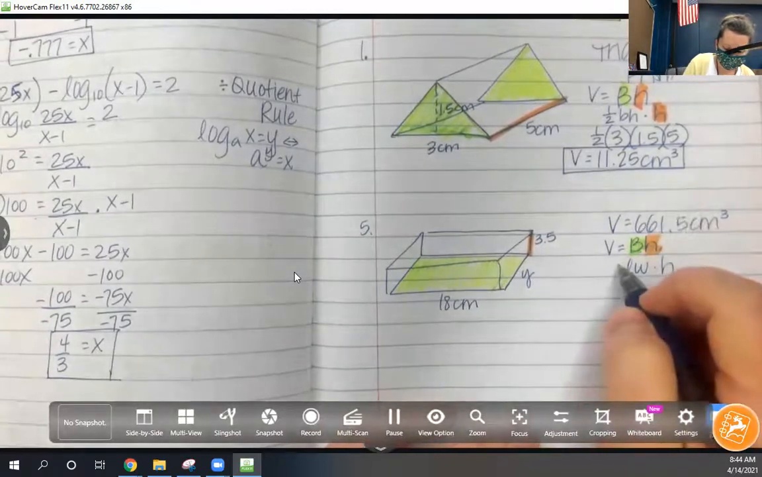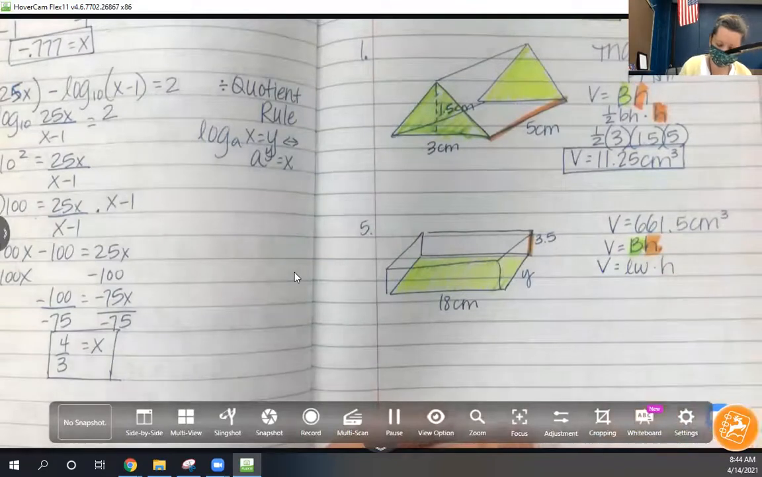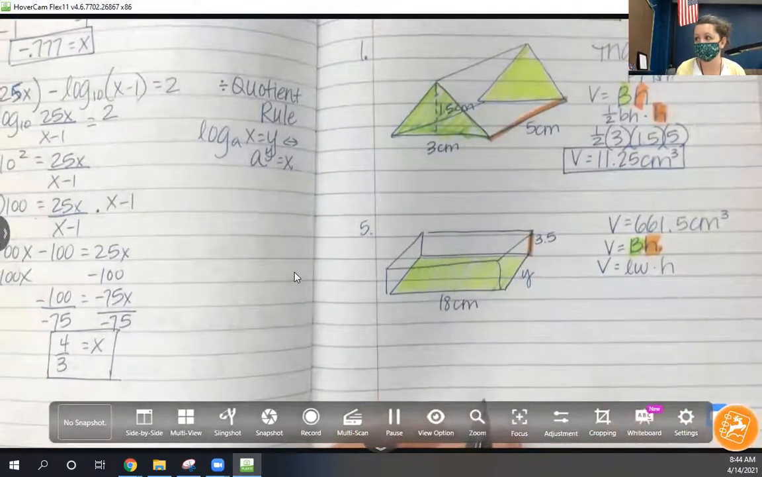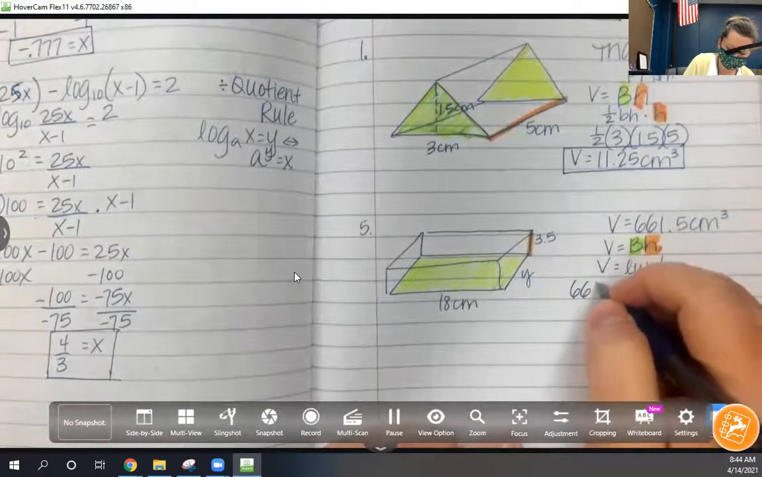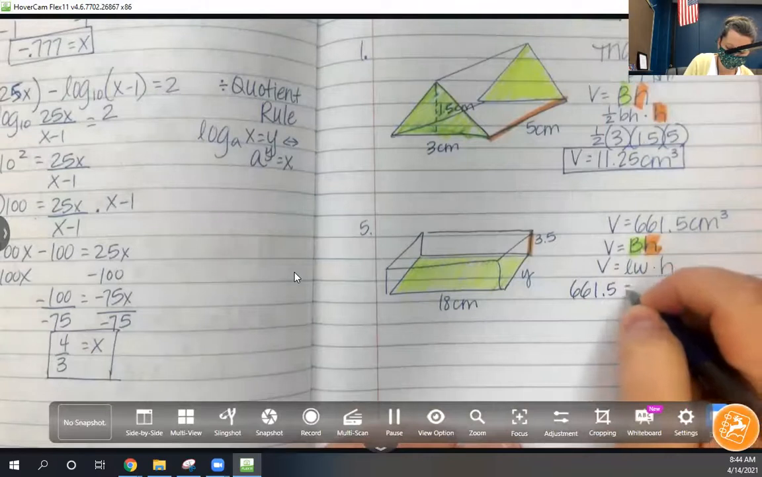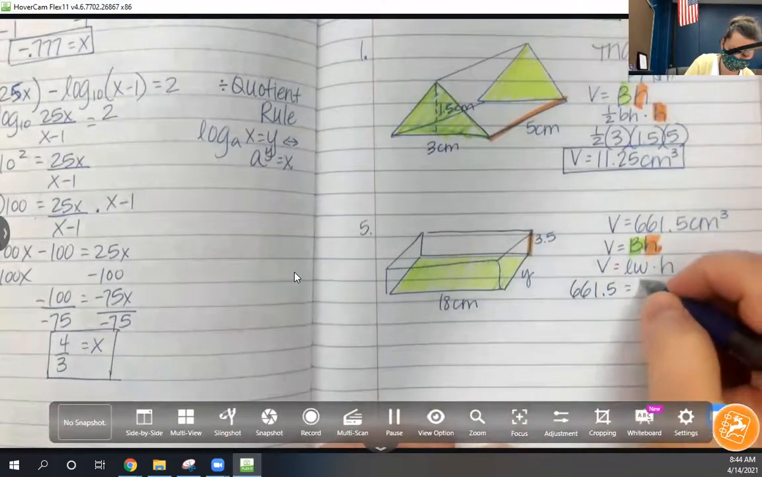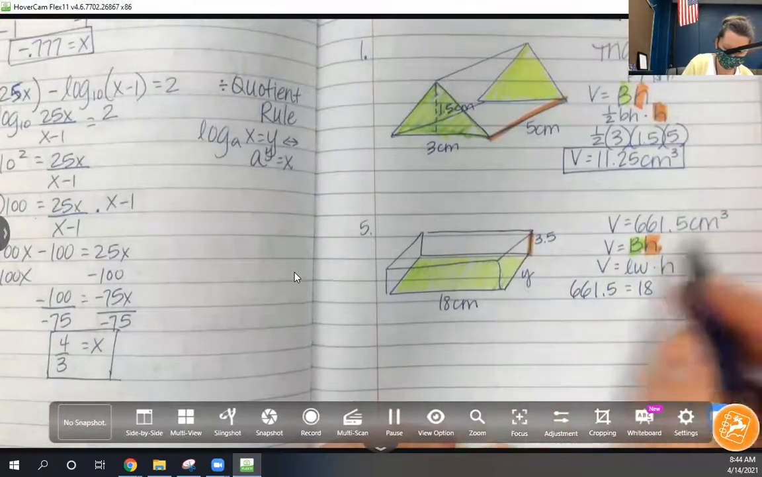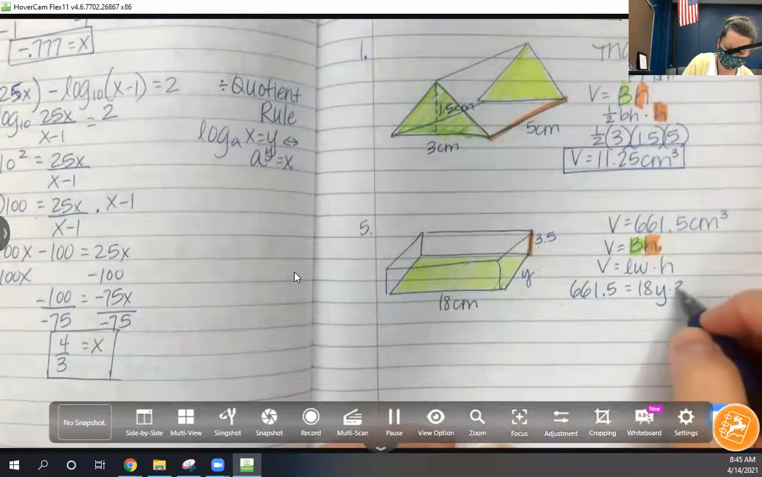So if I know the volume is 661.5 centimeters cubed, I'm going to plug in my values now. Volume is 661.5 centimeters cubed. My length of my figure is 18. My width is y, and the height of the figure is 3.5.